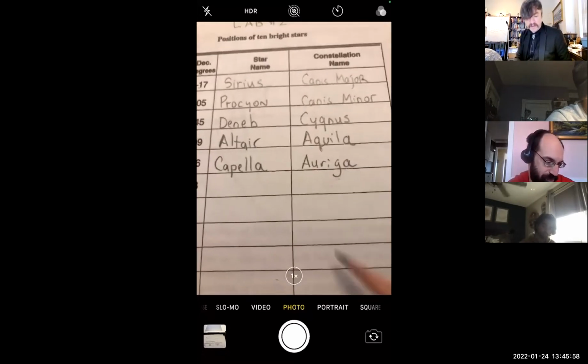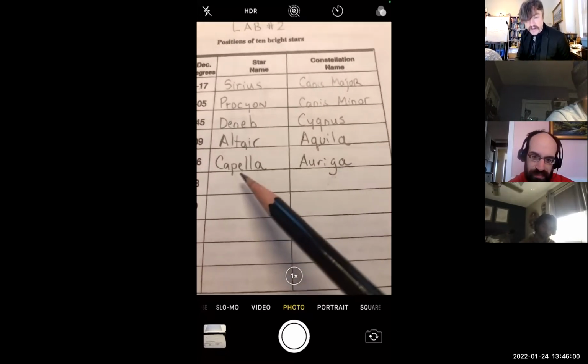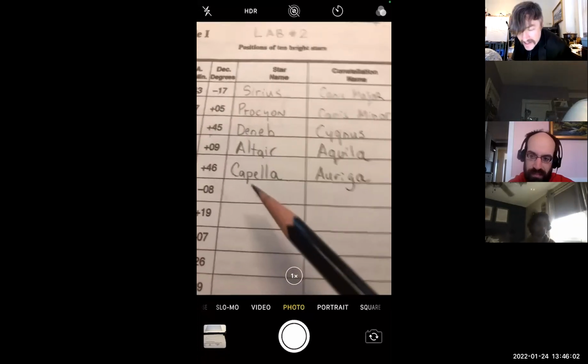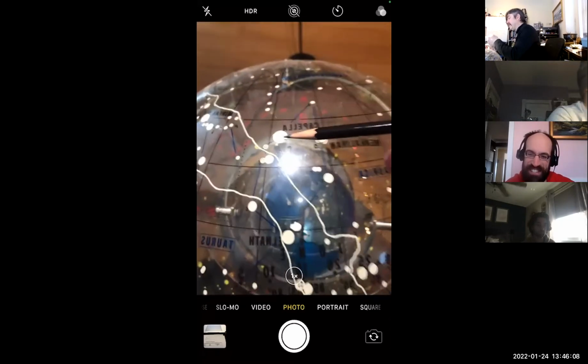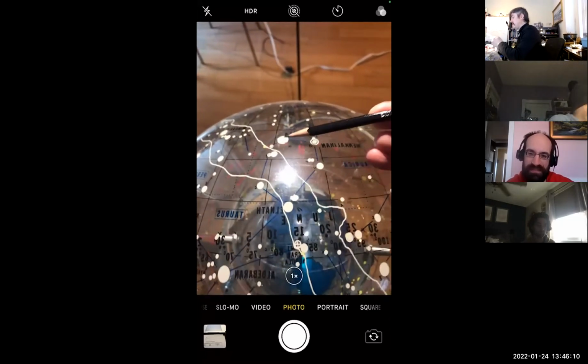Auriga is a herdsman who carries a goat on his back. Capella is the eye of the goat. Okay, so that's Capella, the eye of the goat in Auriga. Okay.